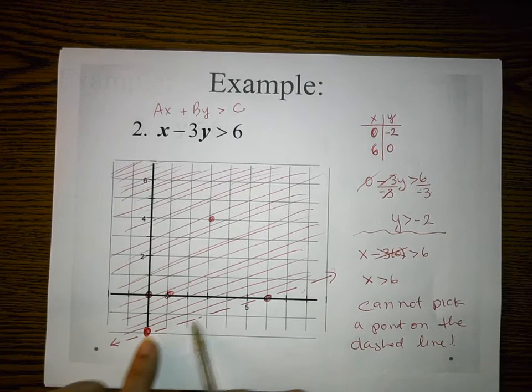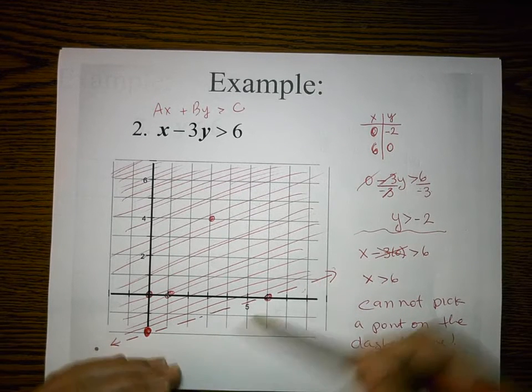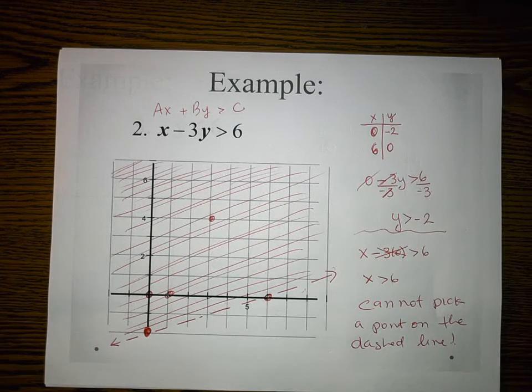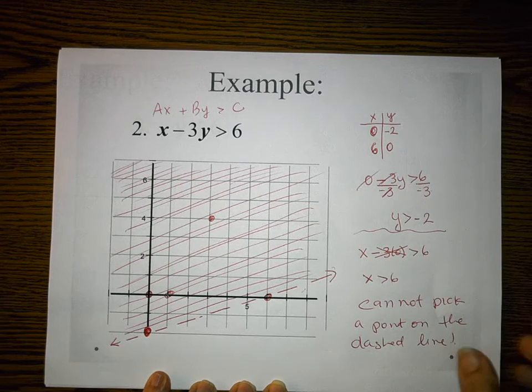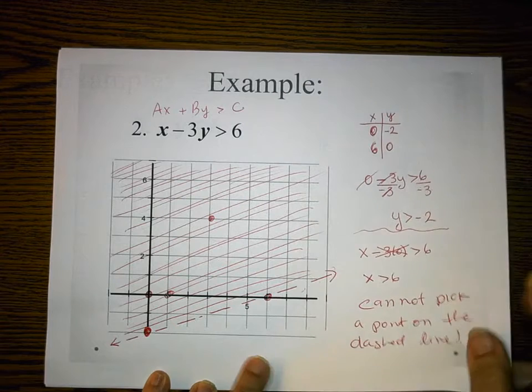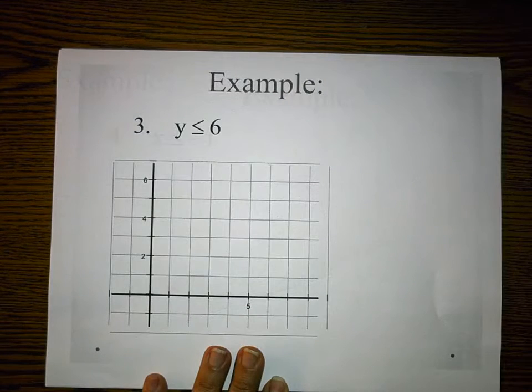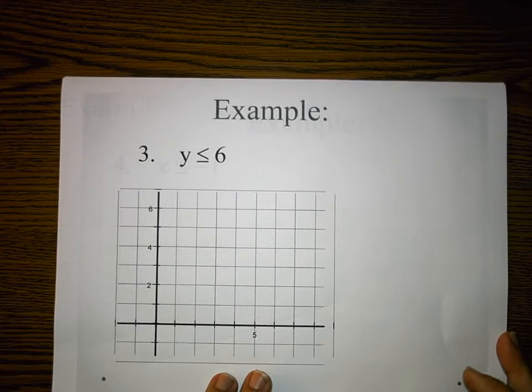The dashed line is our boundary. We want everything above that line, all right? So let's do one more example. We did 2 of them in standard form. Let's take a look at a different one. We have y is less than or equal to 6.